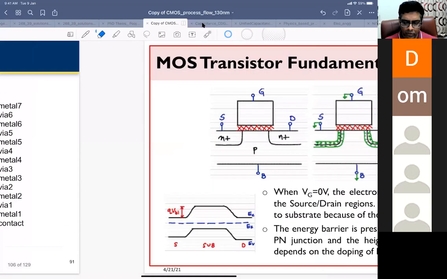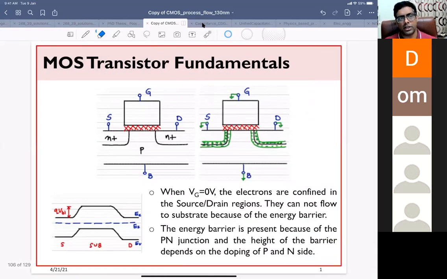Before I go to scaling, I have taken this from my older slide. Here, just to discuss transistor fundamentals, let's recap the things. How does the transistor work?